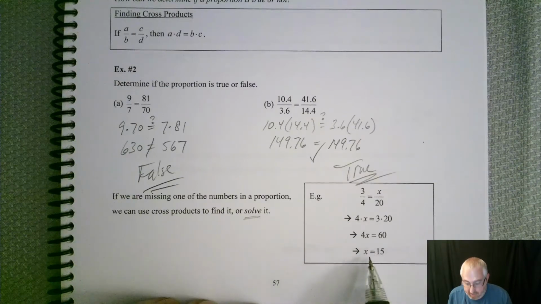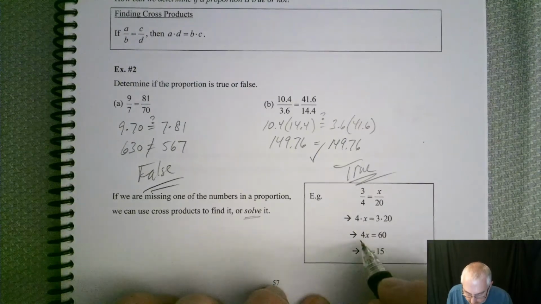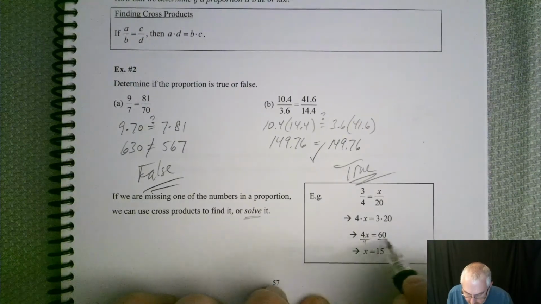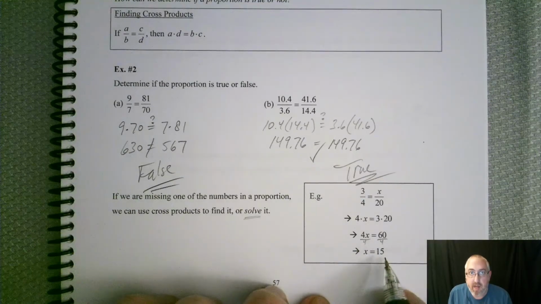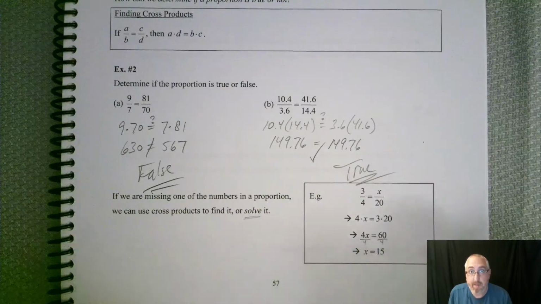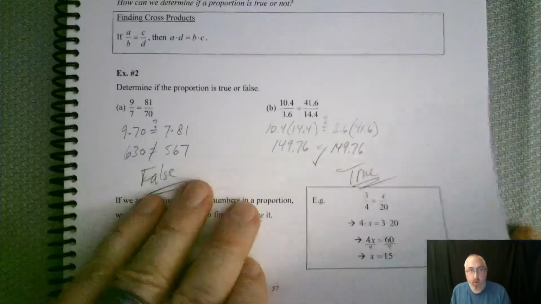And then the last step is to divide. You have to divide by 4. So if we divide by 4 on both sides, that's going to get us to our 15. So x is 15. So it's a very, very quick process. You cross multiply, you divide, and you're done. So let's do it.